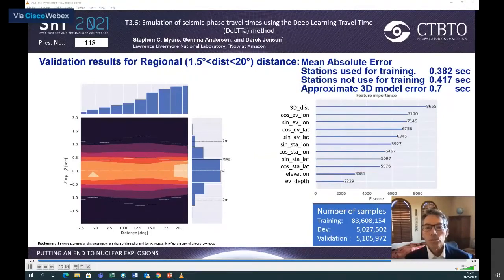Again, due to global model biases, the 3D distance is the most important parameter. And we see in the lower area of the plot that the number of samples used in training and validation is in the millions, so these are very robust results.